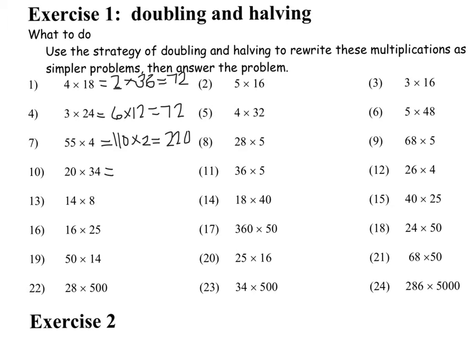20 times 34. Which am I going to half? Which am I going to double? I'm going to half 20. Half of 20 is 10. I'm going to double 34, which is 68, excuse me. So 68 times 10 equals 680.